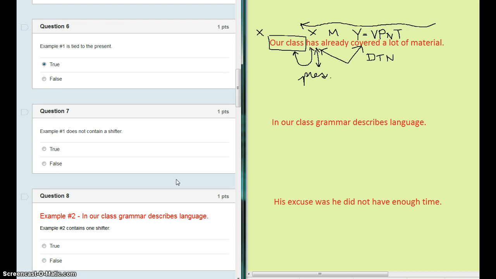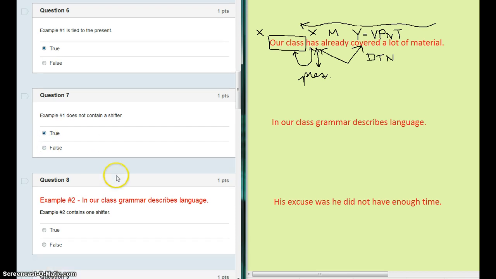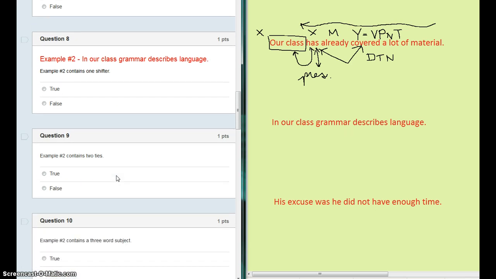Question 7. Example number 1 does not contain a shifter. That's true. Okay, let's take a look at question 8. And again, if you do have any questions or comments about this, please post that on our discussion board this week. So, in our class, grammar describes language. In our class is the shifter. I don't see an X word. I see the verb is describes, so the X word is does. Does grammar describe language? Let's make it negative. Grammar does not describe language.